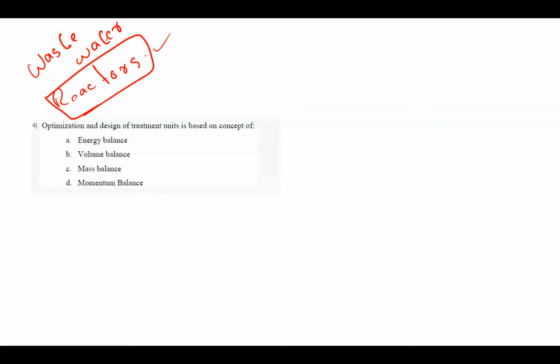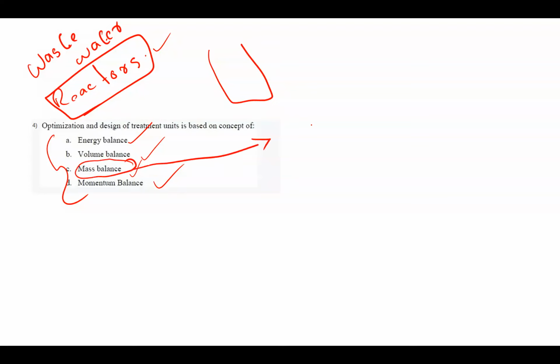So in all these reactors, what is the optimization, or how do we design a system? What is the basis of the design? Is it energy balance, sodium balance, mass balance, or momentum balance? What do you think? Any guess? Yes, absolutely right. Mass balance is the main one, because we know what mass balance is. We call it the continuity equation, right?